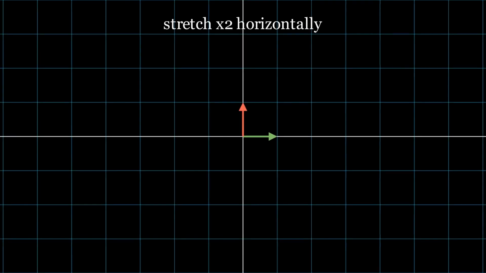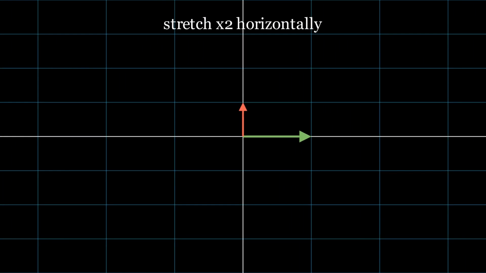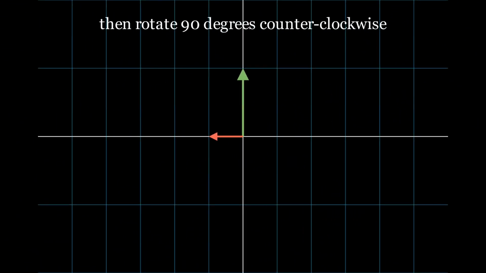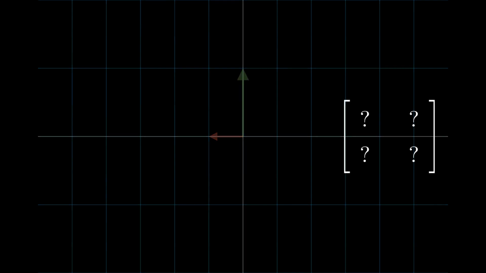Let's start with two basic transformations. First, we stretch space horizontally by a factor of 2. Then we rotate space by 90 degrees counterclockwise. When we perform these one after another, the final composition of these two transformations is a distinct linear transformation, which can be represented with a matrix of its own.